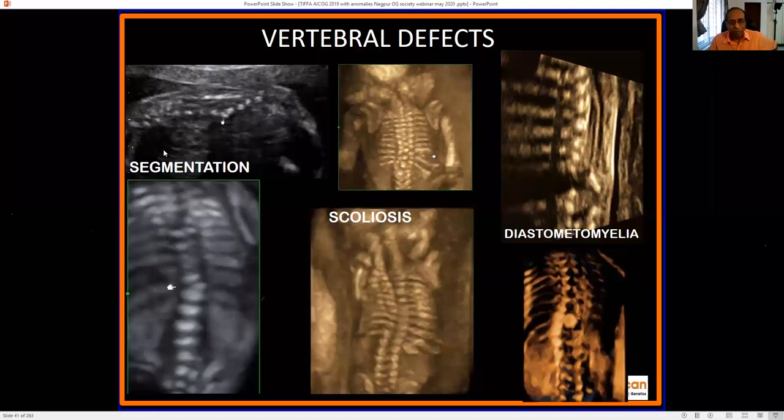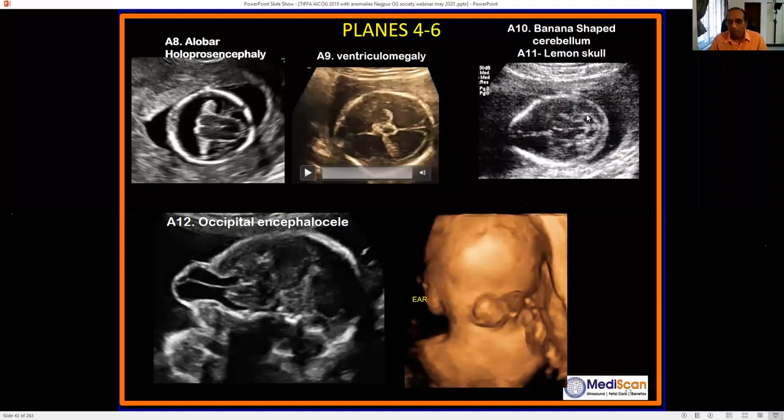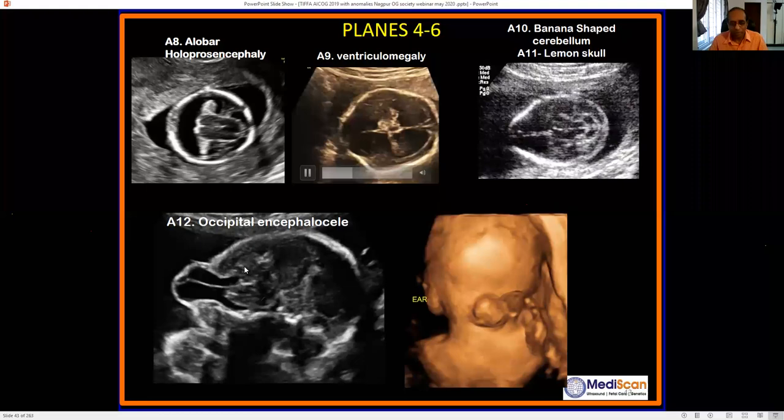One is alobar holoprosencephaly. Again, if you see this picture, this is a 12-week scan. Alobar holoprosencephaly should be diagnosed 100% of the time by 12 weeks. It should not come to the second trimester at all. But ventriculomegaly can come in the second trimester, and if it is associated with an abnormally shaped skull, like a lemon-shaped skull, and also a banana-shaped cerebellum, then we know there's obviously an open neural tube defect.